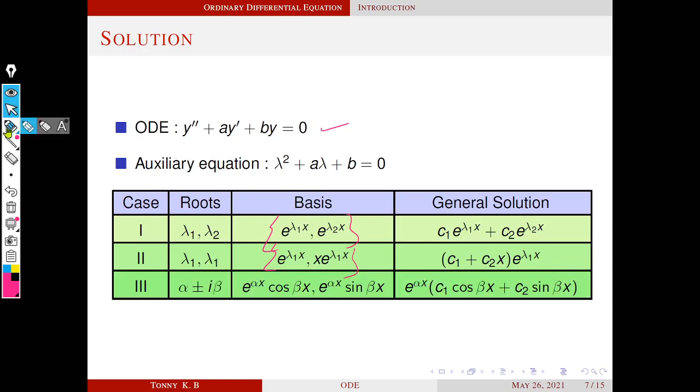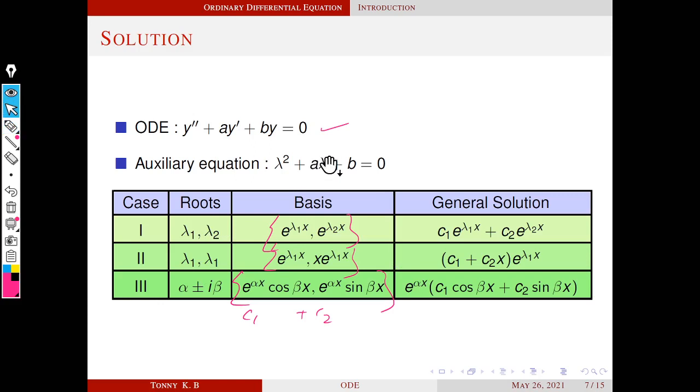Similarly, we have one more case, that is complex roots. The roots are of the form alpha plus or minus i beta. Then this set is a basis. They are solutions, independent and not proportional. So the general solution is a linear combination: c1 times this plus c2 times this one, and here e raised to alpha x is common, so you can take it outside. This is the closed form: e raised to alpha x times (c1 cos beta x plus c2 sin beta x). So these are the three cases of solutions corresponding to the three cases of roots of the characteristic equation.